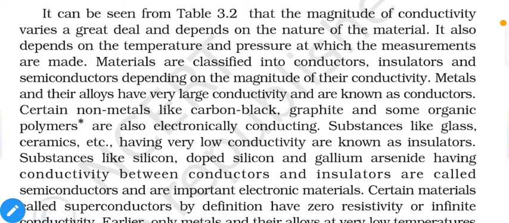Metals and alloys have very large conductivity and are known as conductors. Certain non-metals like carbon black, graphite and some organic polymers are also electronically conducting. Substances like glass, ceramics, etc., having very low conductivity are known as insulators, and substances like silicon, doped silicon, and gallium arsenide, having conductivity between the conductors and insulators, are called semiconductors. We already discussed semiconductors in the first unit, solid state, and we observed that by adding some impurities, called doping, we can increase their conductivity.